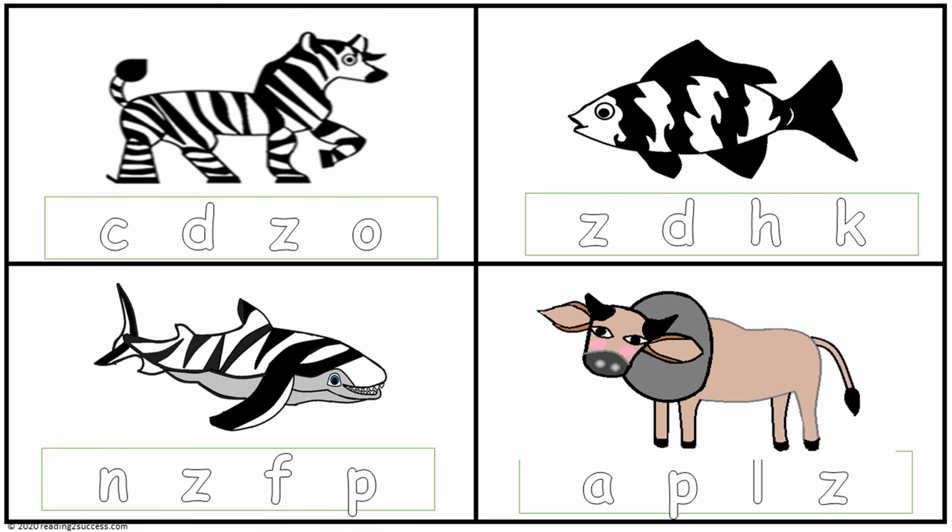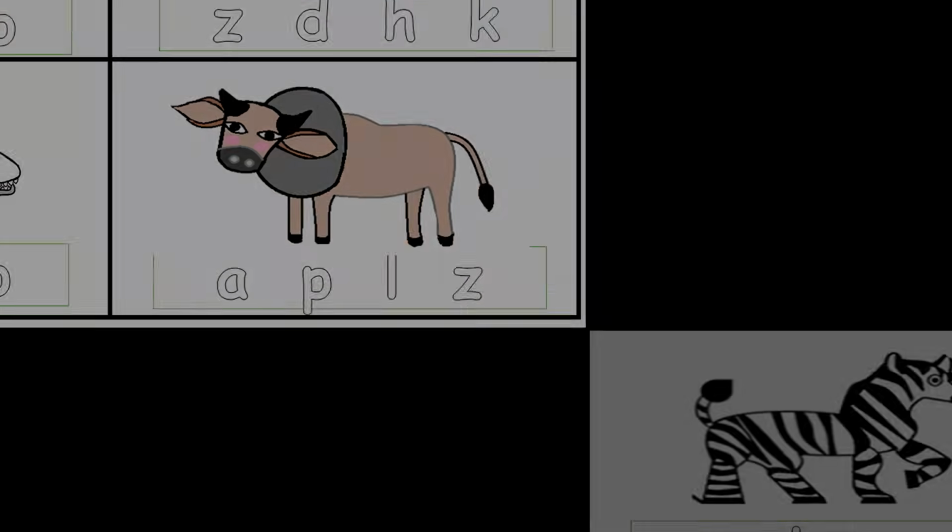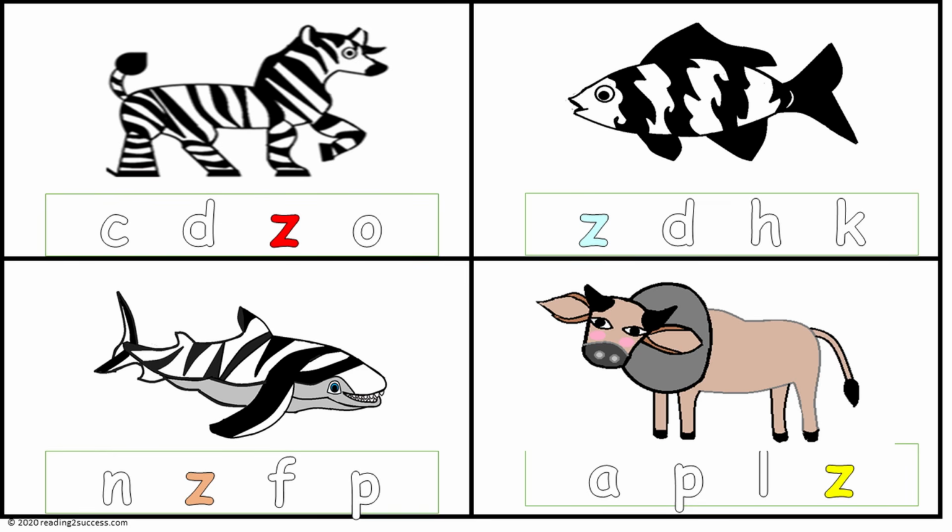This first activity is a letter identification activity. The kids need to find the Z for each picture. And again, say each picture for the kids just to remind them of what they are. The first one is zebra, then we go to zebra fish, then zebu, and then zebra shark. And this is a completed example.